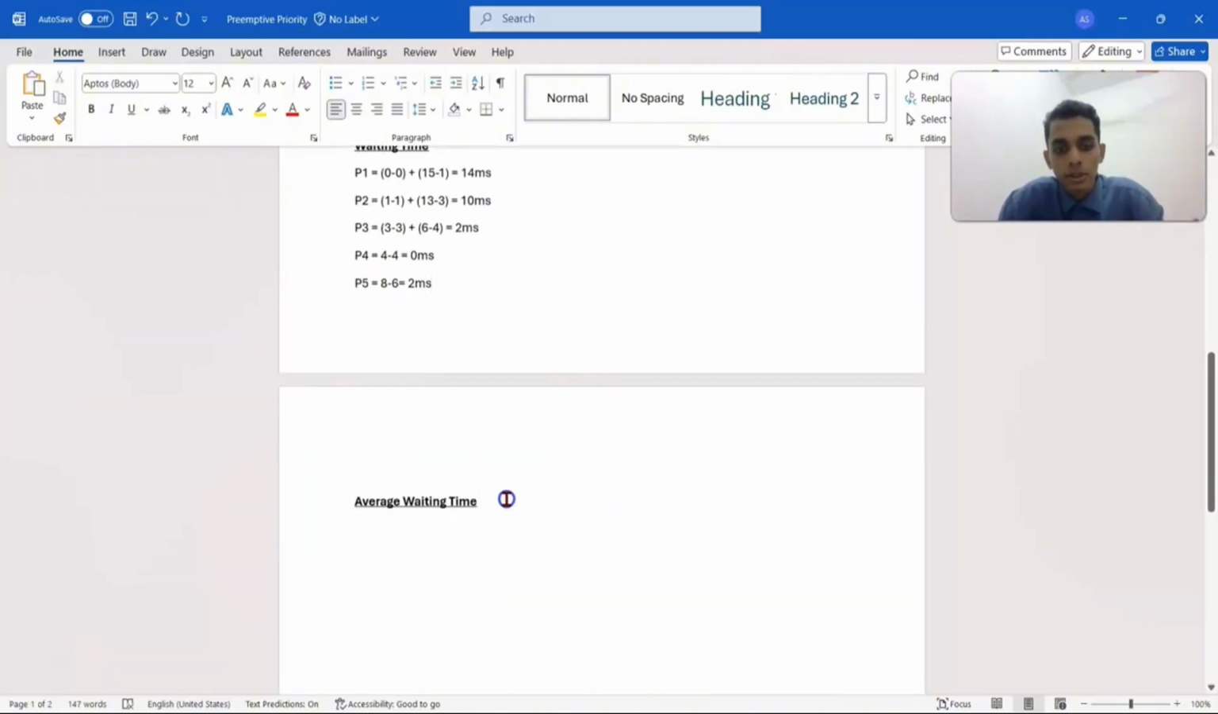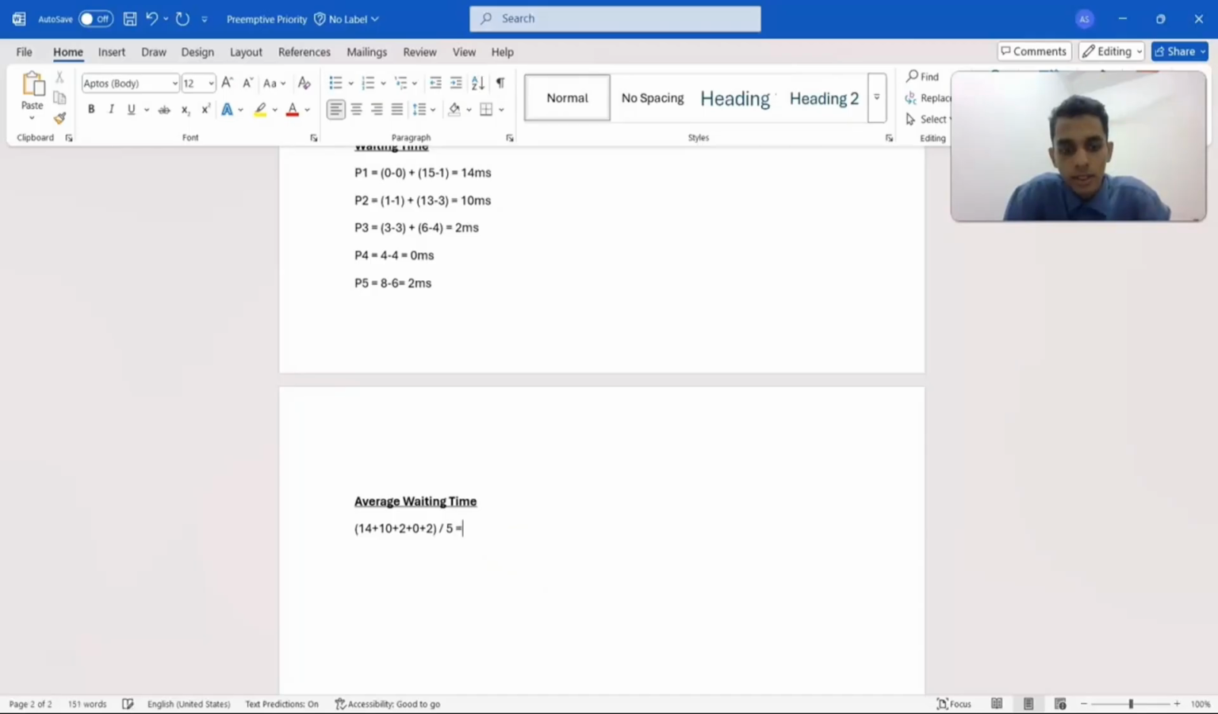And we'll continue with average waiting time. To calculate average waiting time, we have to add up all the waiting times for all processes, which is 14 plus 10 plus 2 plus 0 plus 2, and we have to divide it by 5. Why 5? Because there are 5 processes and you have to divide it by the total number of processes.